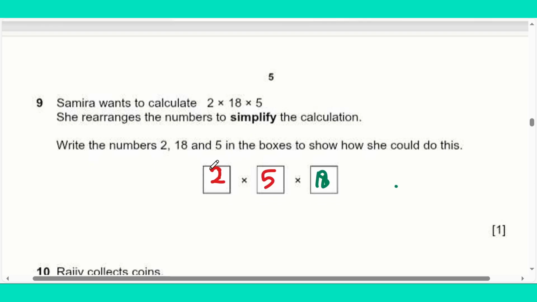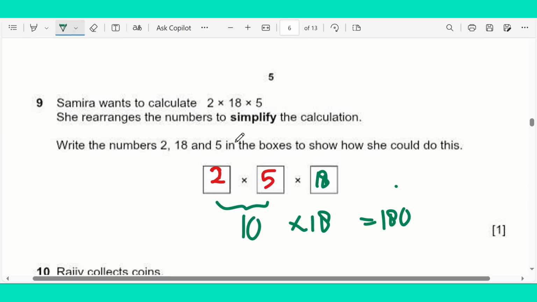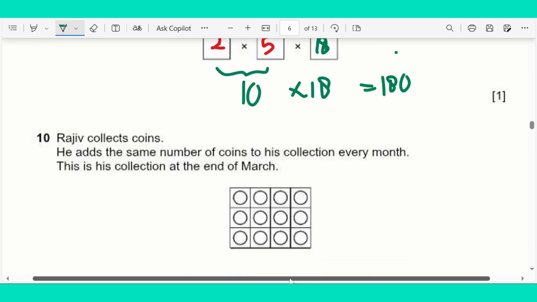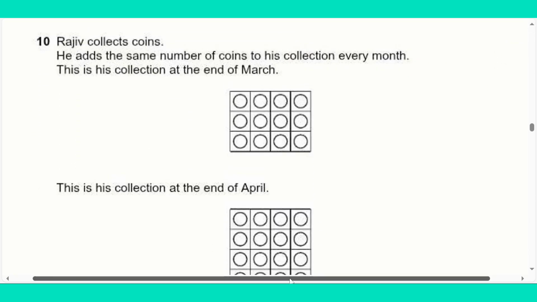Okay, are you done with your answer? So this is 2 times 5 times 18. Why? Because 2 times 5 is 10. Then when we multiply 10 times 18, we just have to attach a 0 to the 18, which gives 180. Alright, let's move on. Now the next one is number 10 here.